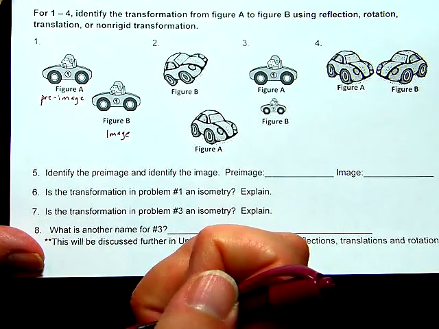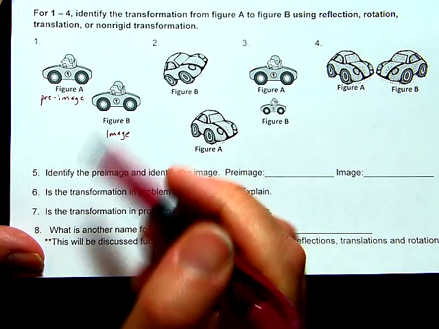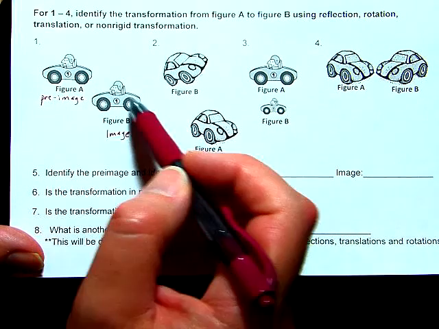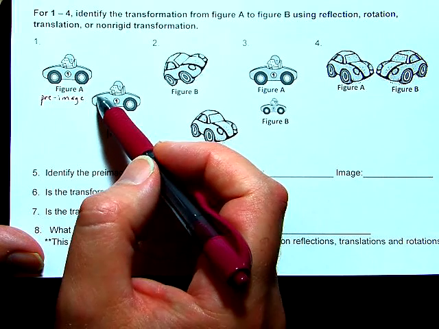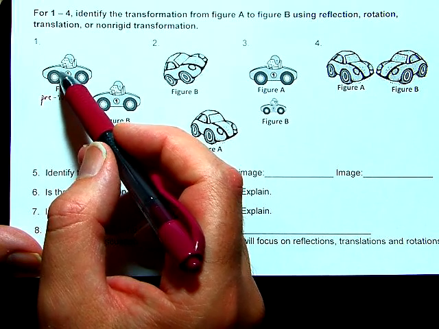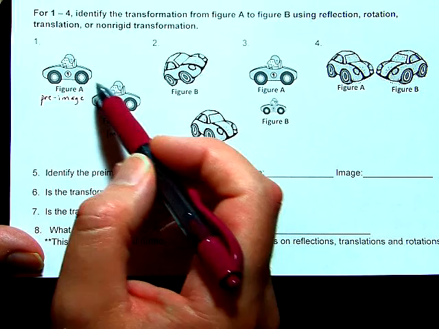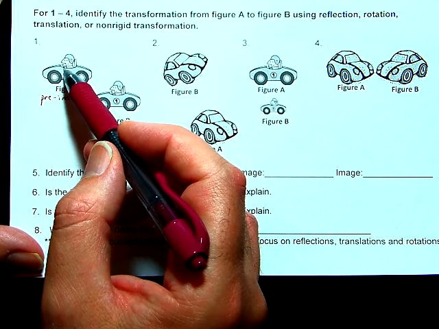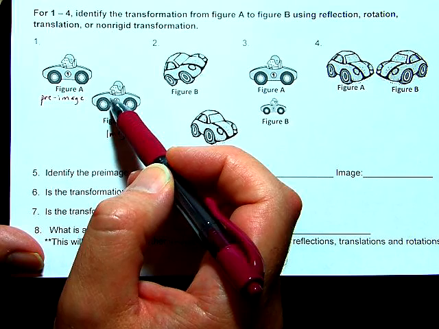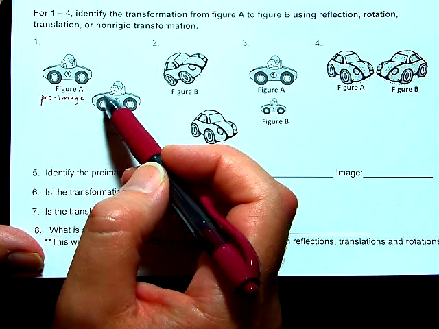Well, is there any reflection going on? Well, this driver is looking to the left side, right? This driver is looking to the left side. If we had a reflection, we'd expect that that would reverse the directions of things. So if this driver was looking to the left and this driver was looking to the right, that would suggest that there was some kind of reflection going on, but there isn't.